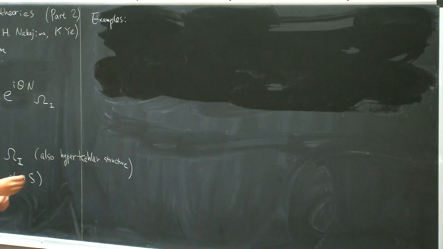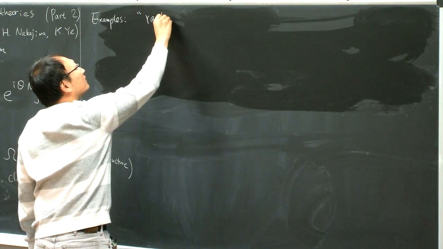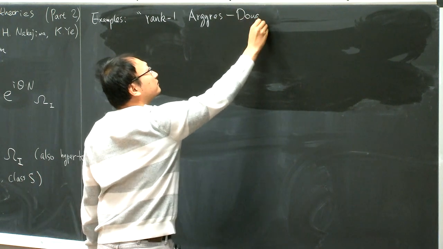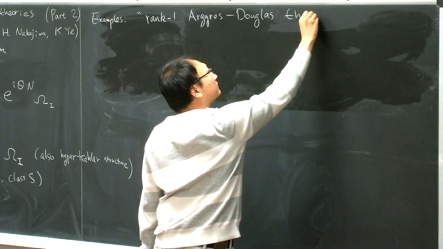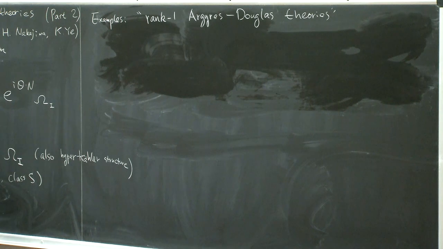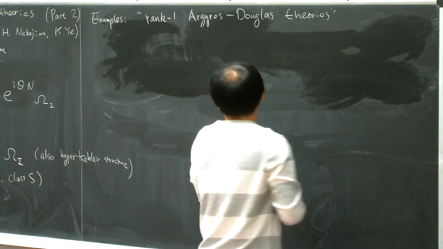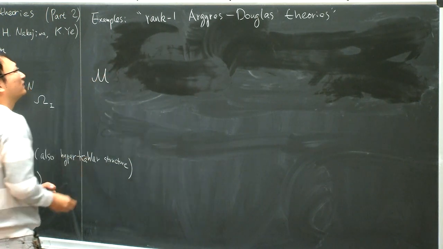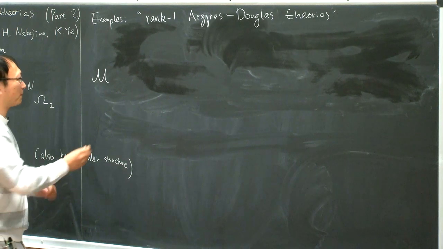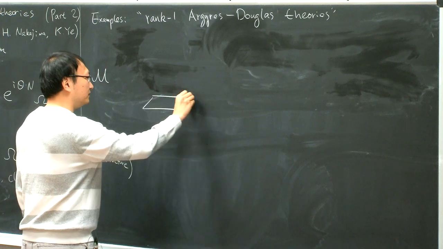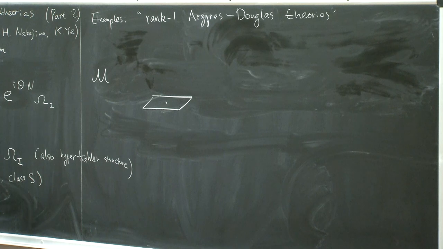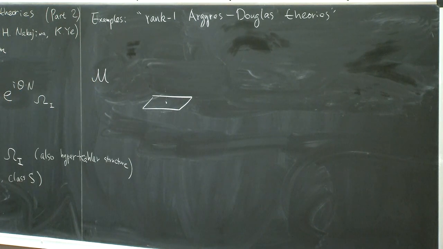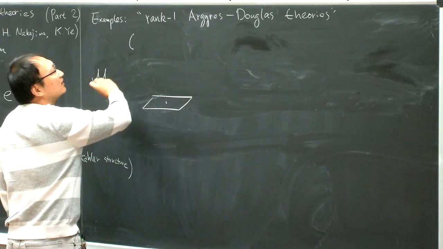And these examples are known as rank 1 Argyres-Douglas theories. Since there is no gauge group, rank 1 is, of course, not referring to the rank of the gauge group. Instead, it's referring to the dimension of its Coulomb branch. And in this case, the Coulomb branch is going to be one-dimensional. So the base will just look like a complex plane with one singularity. And over that, you have an exceptional fiber. And there are three theories of this type.